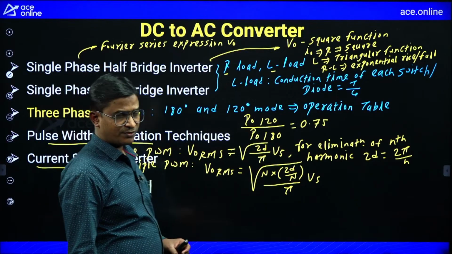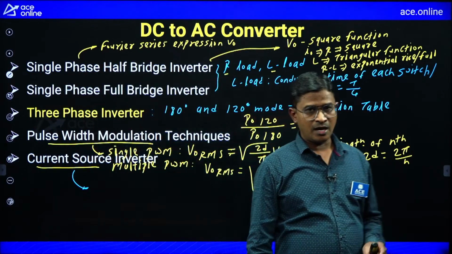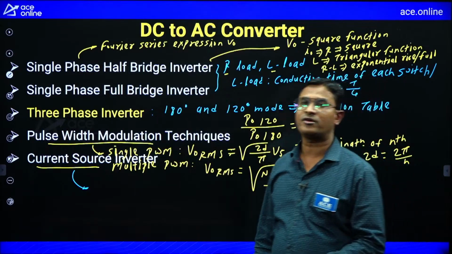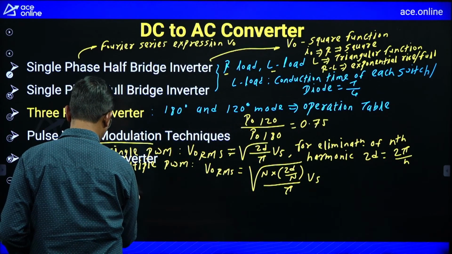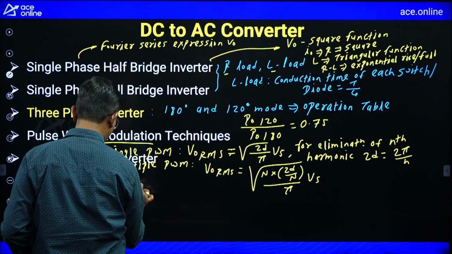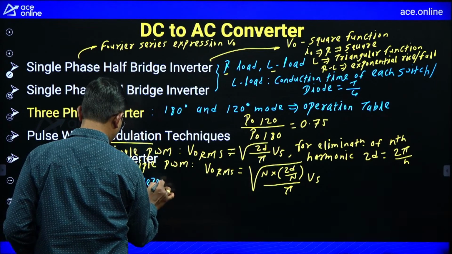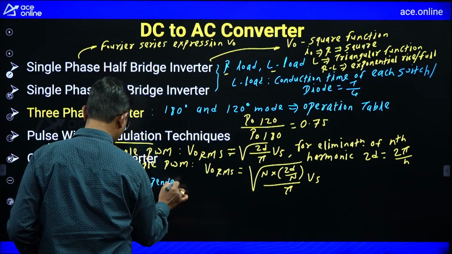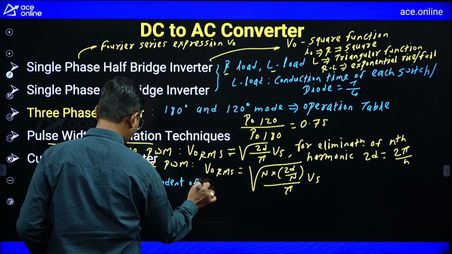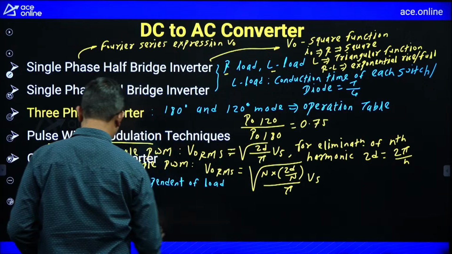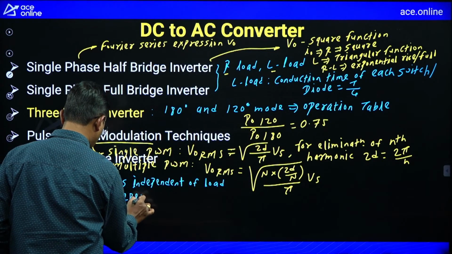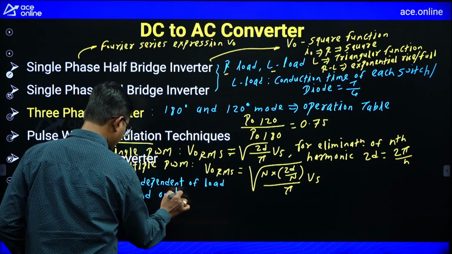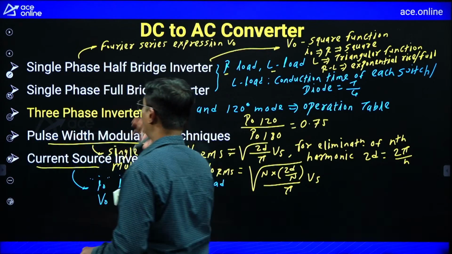In current source inverter, output current is independent of load. I0 is independent of load, and V0 depends on load. It is opposite to that of the voltage source inverter.